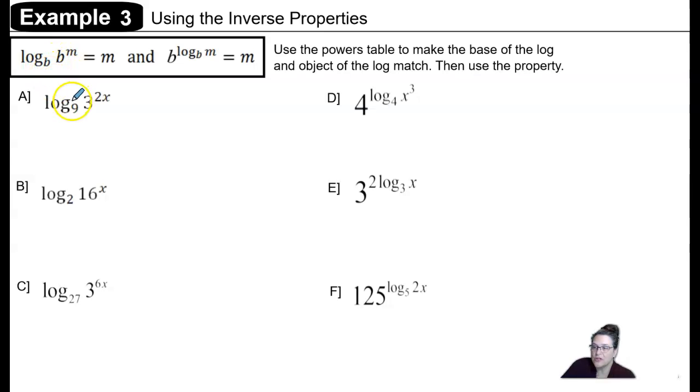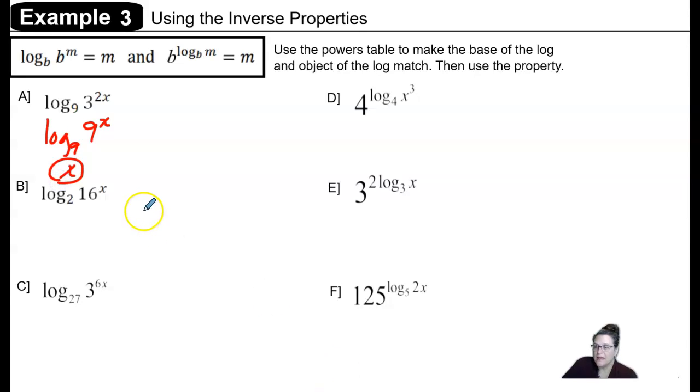Now you cannot change the base of the log. So since the base of this log is a 9, our only option to use this property is to make the base of the argument also a 9. And 3 squared is 9. So I can rewrite this log base 9, and then instead of 3 raised to the 2x power, I'm going to evaluate that 3 squared to be a 9 raised to the x power. And now that I've got my bases the same, they're both a base of 9, my exponent is the answer. And so this is equal to x.